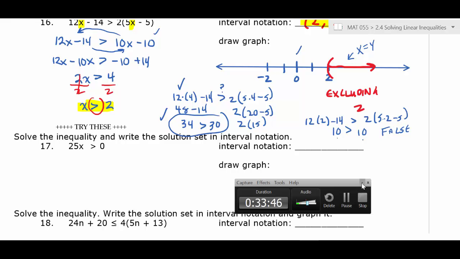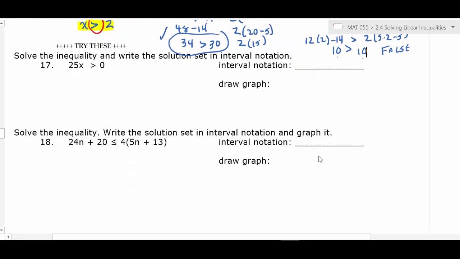All right, so to begin with, the first one's very simple. All you should have had to have done on this one is got rid of the 25, so you're trying to isolate x. So really all you need to do on this one is divide both sides by 25. That'll give 1x is greater than 0, or just x is greater than 0.